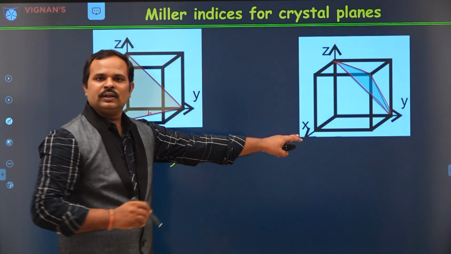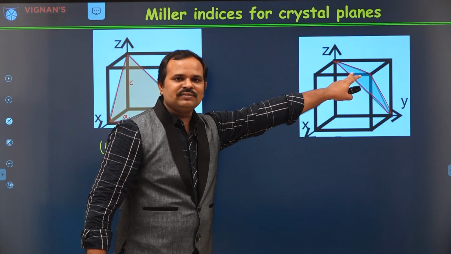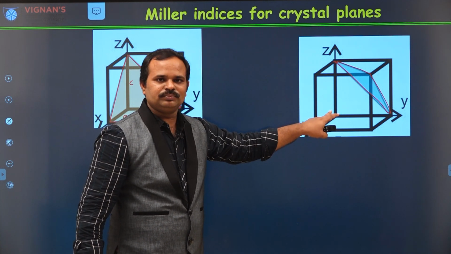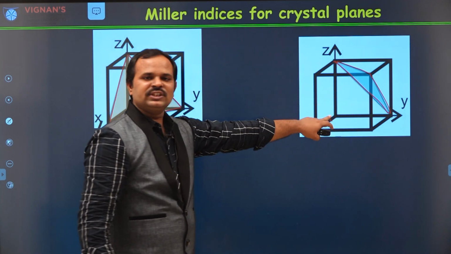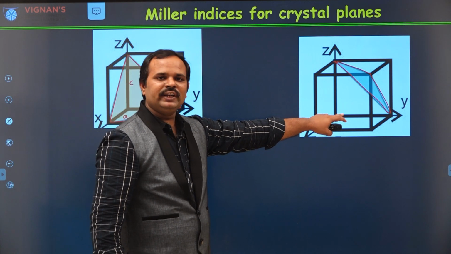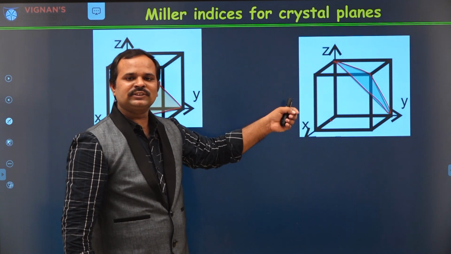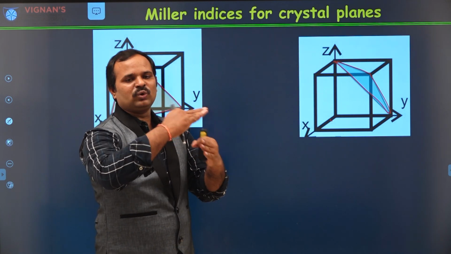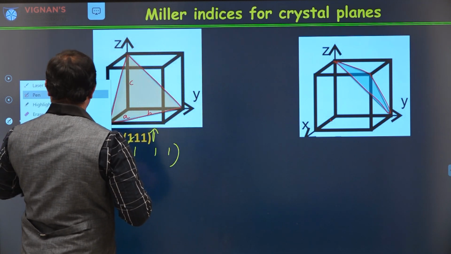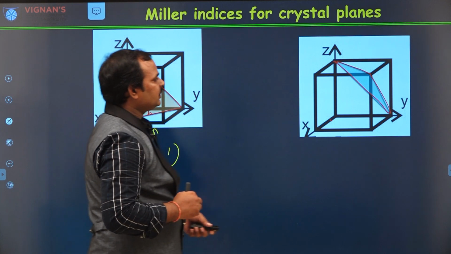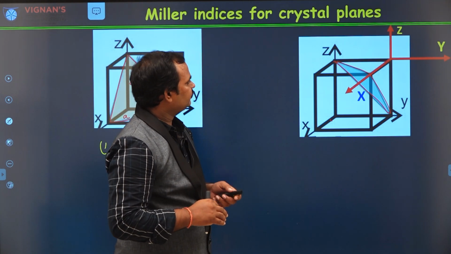Now, to find the intercepts of this plane using this axis, is it possible? If you see, we can't find the intercepts of this plane directly using this coordinate system, right? So in this case, we need to shift the coordinate system to some other place where we can find the intercepts easily. Now let's shift the coordinate system to some other place where we can find all the intercepts easily, like this way.